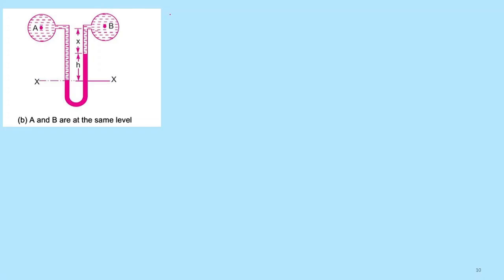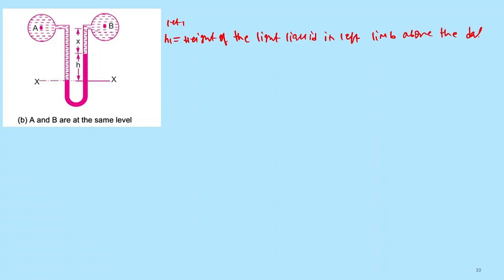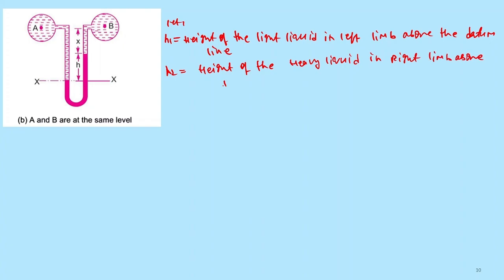So we will assume some notation. Let H1 equal to height of the light liquid in the left limb above the datum line, and H2 is similar: height of the heavy liquid in the right limb above the datum line.